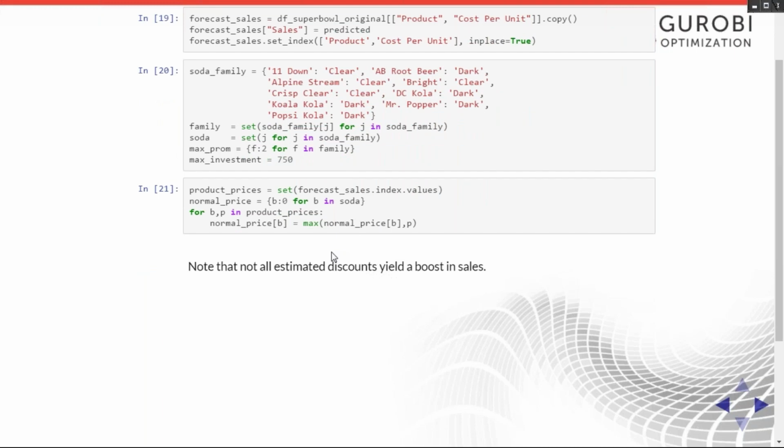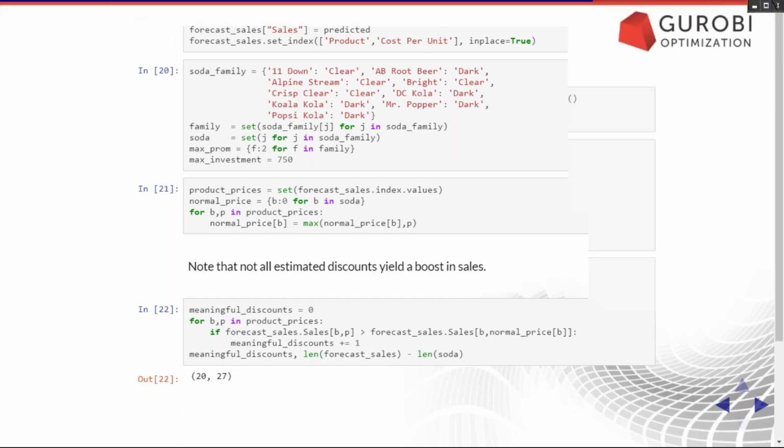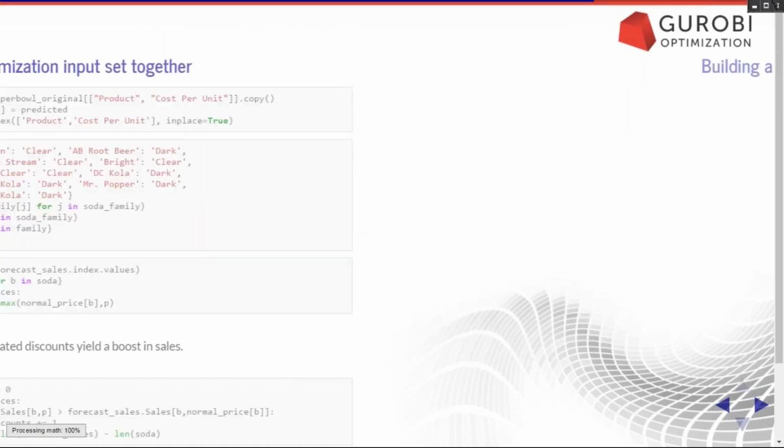One of those things that doesn't really comply with the logic is that getting lower prices doesn't always mean that we are getting predicted higher sales. And you can verify that with this little bit of code. Essentially, we are counting, for the prices that are not the normal prices, if the forecast sales is above the sales of the normal prices. And as we see, only in 20 of the 27 possibilities are we getting boosted sales. We have to remember all those little details.